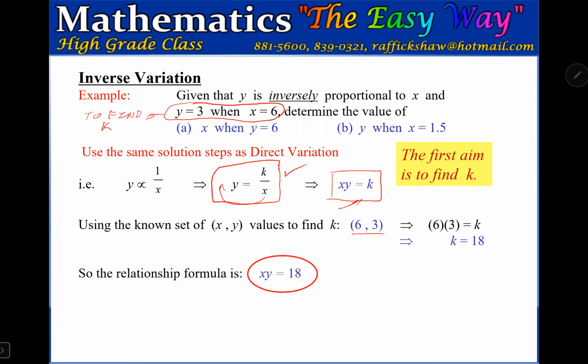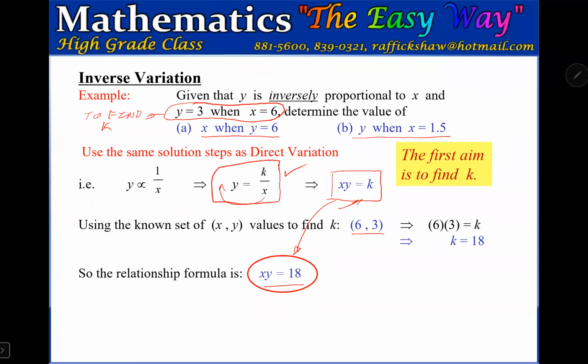I write back this equation right here with the k value. And now this is my formula going forward. This is the relationship between x and y. xy will always be equal to 18. The product of x and y is 18, because it is an inverse variation. And then I use this formula to answer this question.